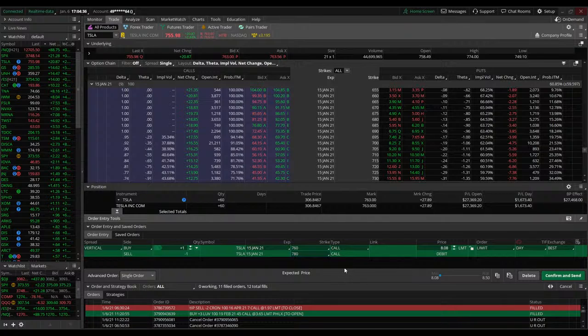We wanted to play that 760 call naked. That was $2,000. So I can still play a Tesla call, but I would change it to a vertical so it limits my cost and it limits my risk. I'm not spending as much, I'm not risking as much, but I'm also limiting profits. It's not an exponential amount of profit.